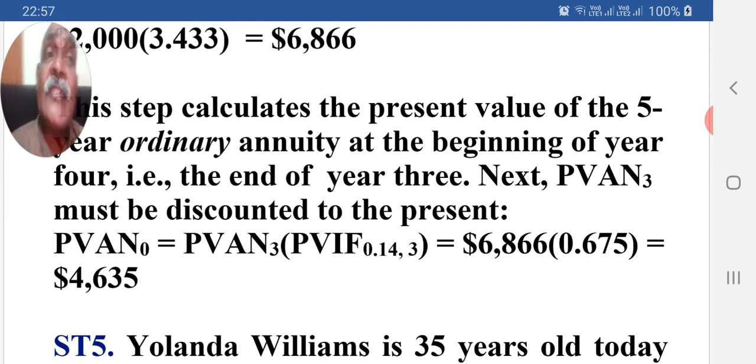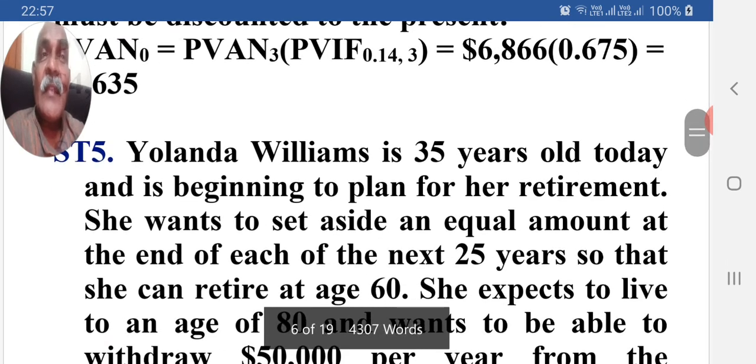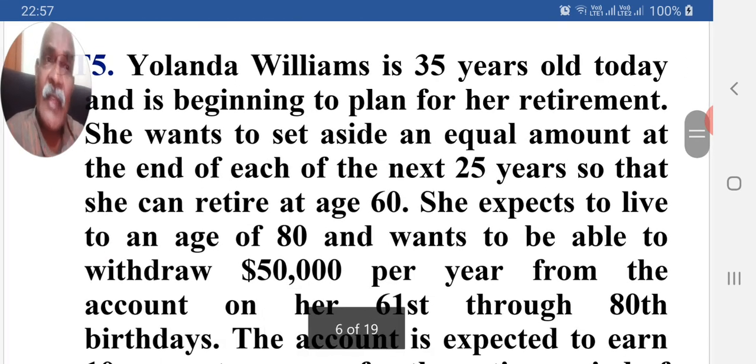So the value of your business is 4,635. At the end of the third year, the amount will become 6,866. In this way, the buyer who makes the offer will give you 2,000 rupees every year for 5 years. Is that clear? So now you take another example here.